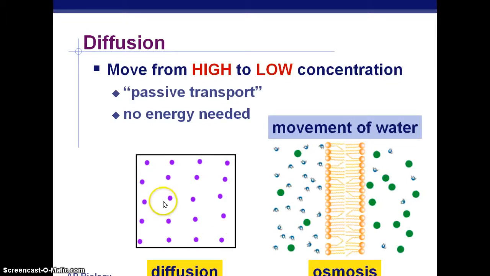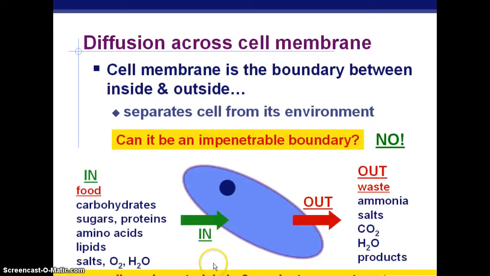Now, the difference between diffusion and osmosis is that osmosis refers specifically to the movement of water across a membrane from an area of high concentration to low concentration. Diffusion means any molecule moving other than water.